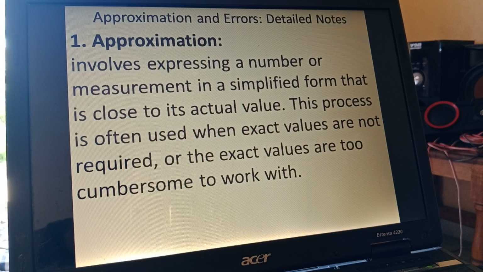We will start by defining approximation. It involves expressing a number or measurement in a simplified form that is close to its actual value. This process is often used when exact values are not required or the exact values are too cumbersome to work with.